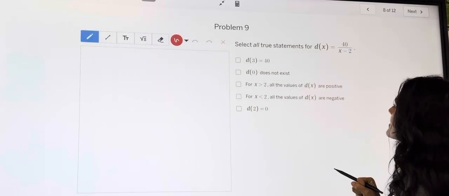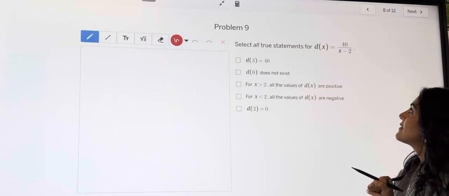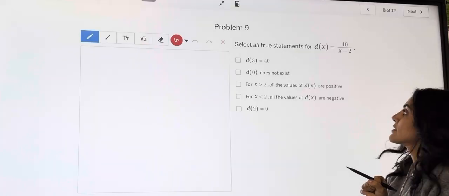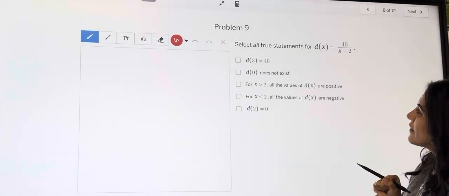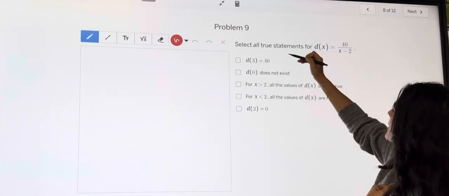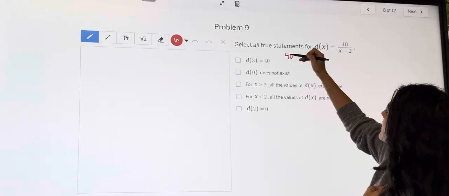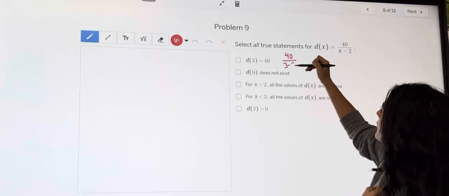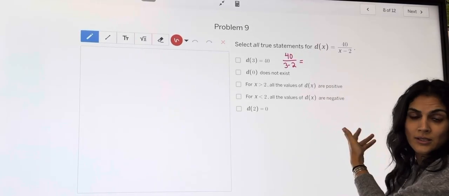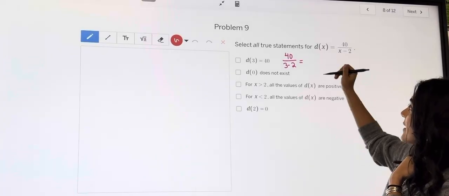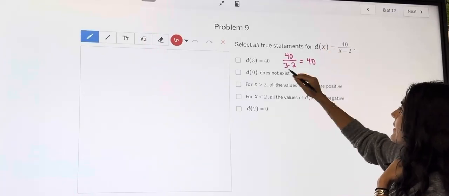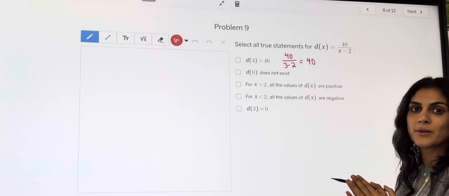Okay, let's select all true statements for d of x equals 40 over x minus 2. D of 3 is 40, so let's see. If I plug in 3 for x, do I get 40? 40 divided by 3 minus 2 is 40, all right? Because 3 minus 2 is 1, and 40 divided by 1 is 40.